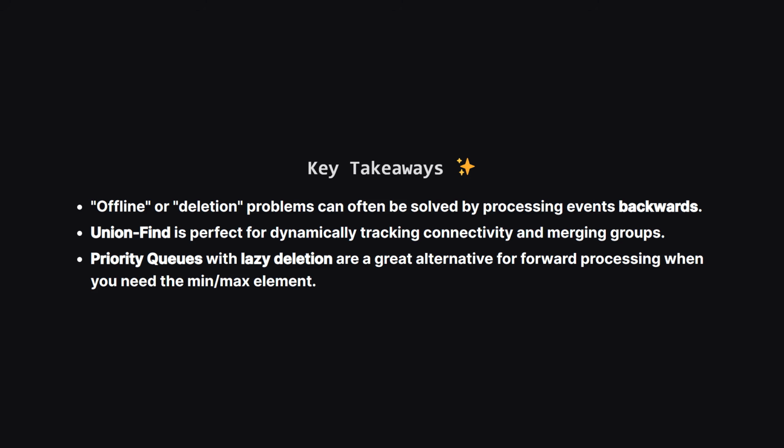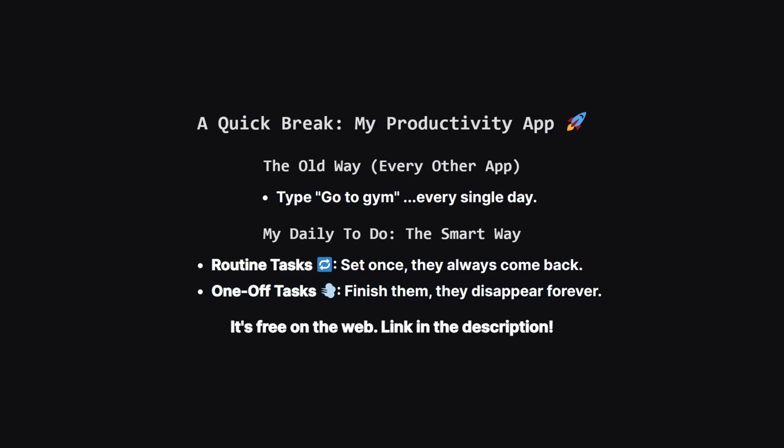So let's wrap it up. The biggest takeaway here is that whenever you see a problem involving deletions or elements going offline, you should always ask yourself, can I solve this backwards? This simple trick can turn a hard problem into a much easier one. The union find data structure is your best friend for tracking connected groups. And, as an alternative, using priority queues with a lazy deletion strategy is another powerful technique to keep in your toolkit.